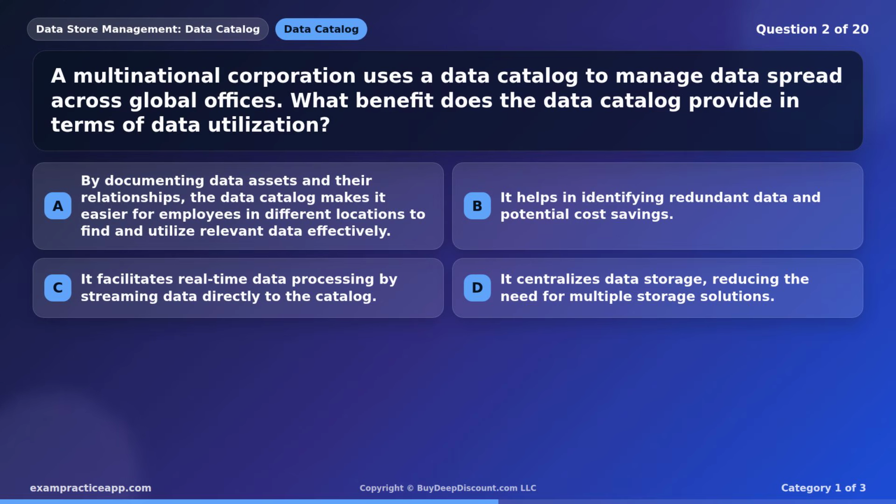By documenting data assets and their relationships, the data catalog makes it easier for employees in different locations to find and utilize relevant data effectively. Explanation. A data catalog aids multinational corporations by documenting data assets and their relationships, thus enabling employees in different geographic locations to efficiently discover and use relevant data. This centralized metadata management improves data accessibility and utility across the organization.